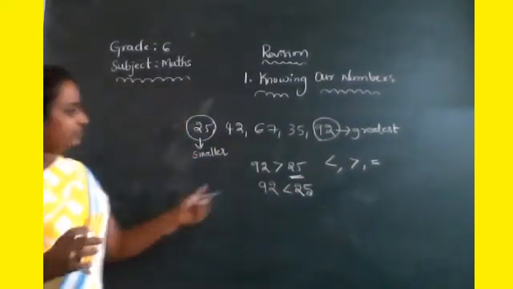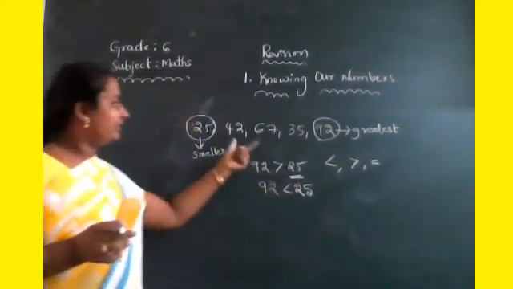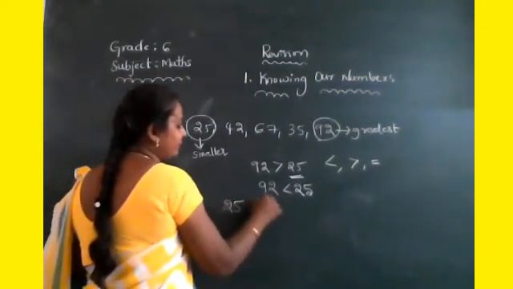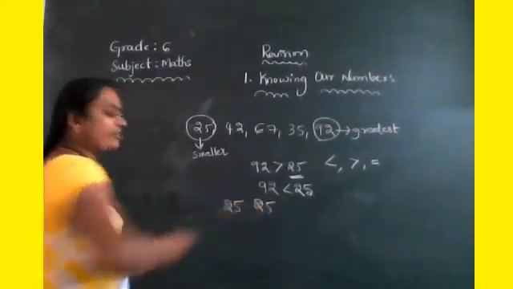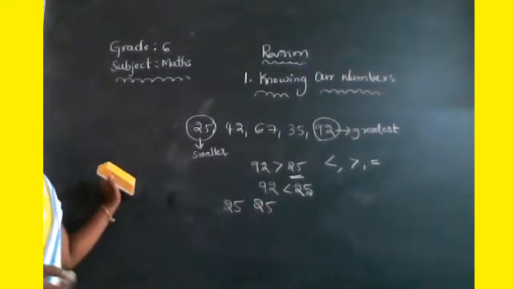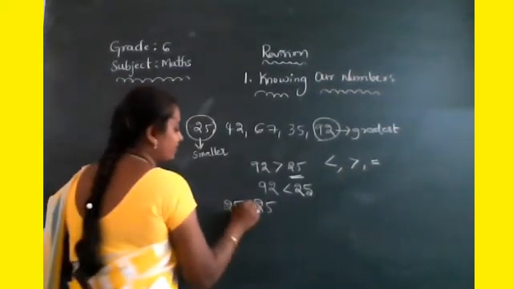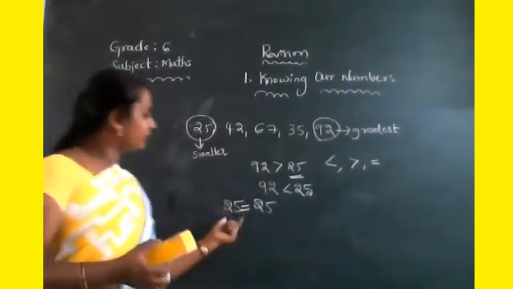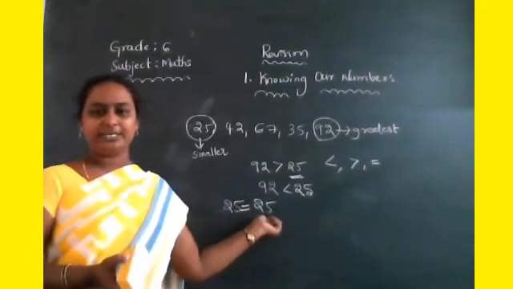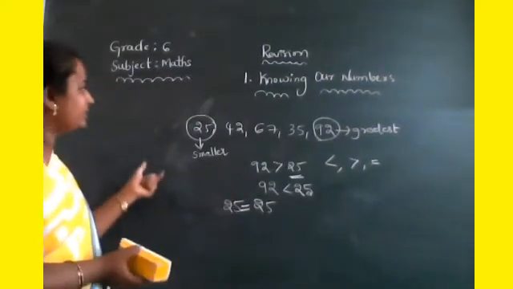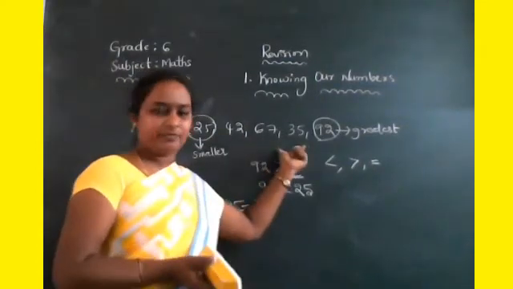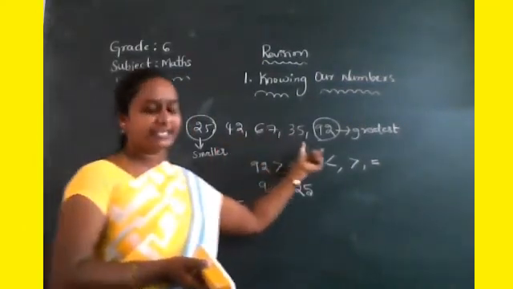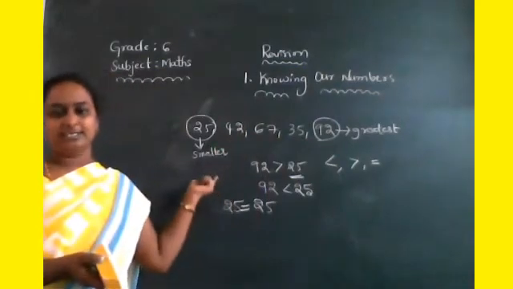Okay. So next, what about 25 and 25? Which one is greater? Both are equal. So you have to use the equal sign between 25 and 25. Okay, children. So these all are very different numbers. That's why we can say which is the greatest and which is the smallest.